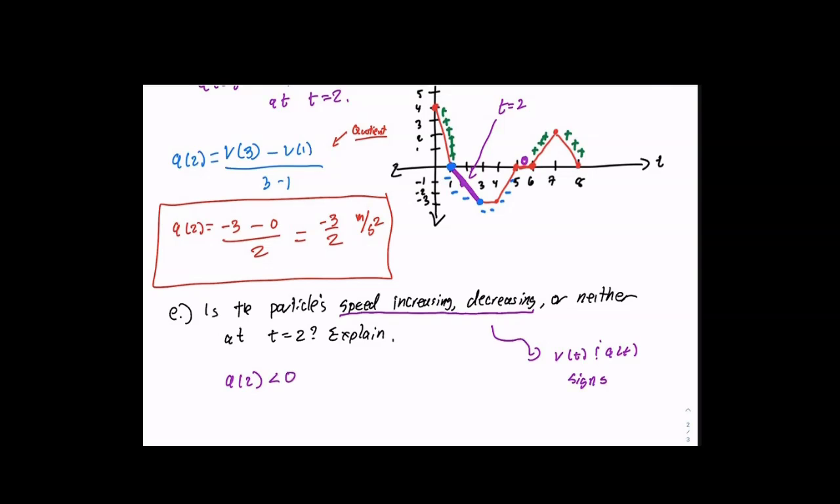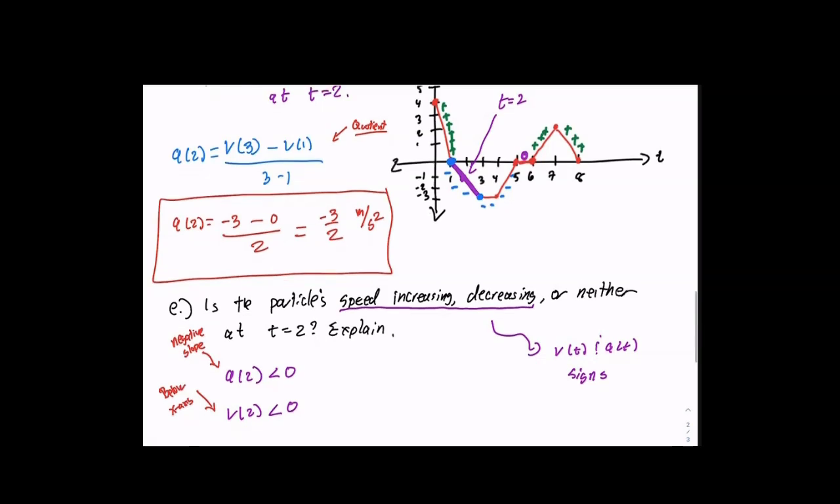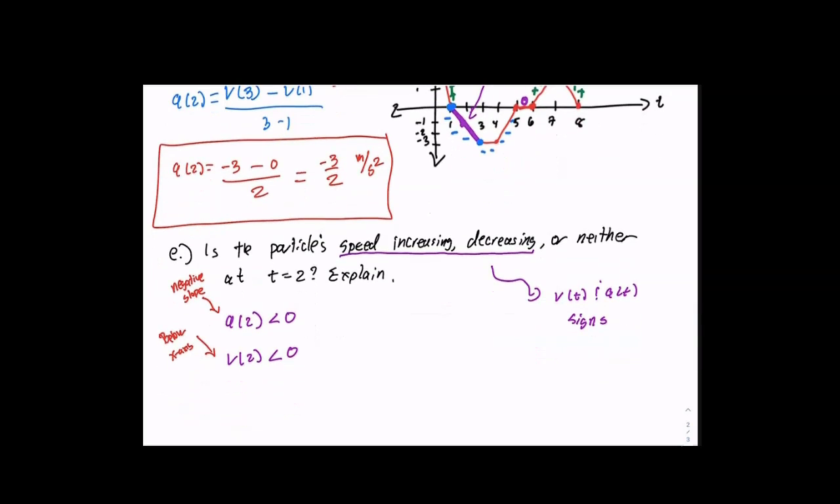Negative. Okay. What about velocity at 2? Negative. Why? Because it's below the x-axis. And the acceleration was negative because we have a negative slope. So now taking that piece of information with what we learned yesterday, this is the explanation. So what's the answer? Is the speed increasing, decreasing, or neither? Increasing. And we still need a because: because v of t and a of t are the same signs. Perfect.